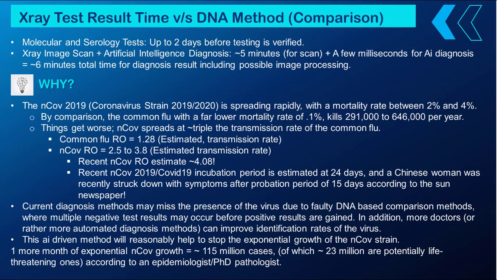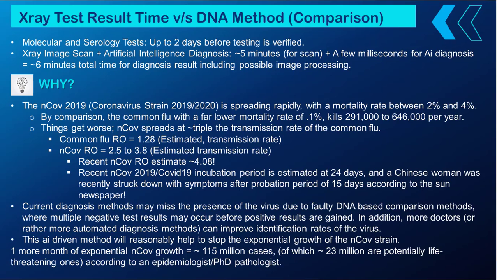One more month of exponential nCoV growth is approximately 115 million cases, of which precisely 23 million are potentially life-threatening, according to an epidemiologist and PhD pathologist. As COVID-19 is spreading rapidly, we must ensure a quick and better testing method, so the test results can be made available efficiently within a short duration of time.